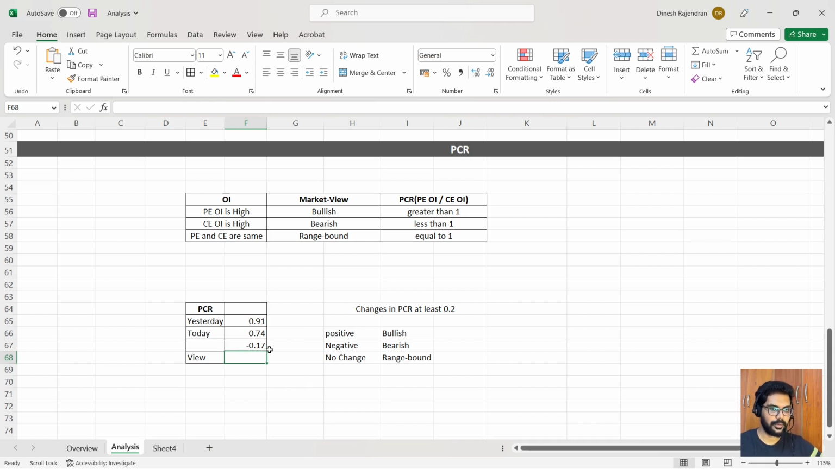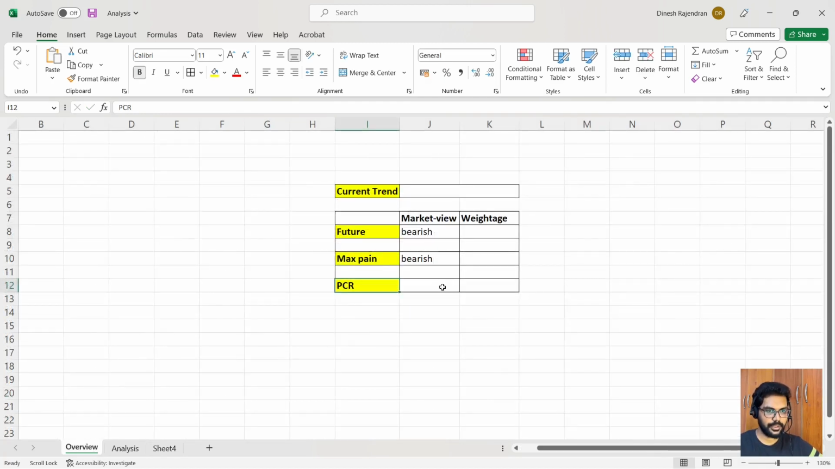So minus 0.17. The change in PCR should be at least 0.2, so either it should be more than 0.2 on the positive or negative side. If it is not more than 0.2, then we consider it no change, that is range bound. If it is positive 0.2, then it is bullish. If it is negative 0.2, then it is bearish. In our case, we are range bound. So we can note it here, range bound.